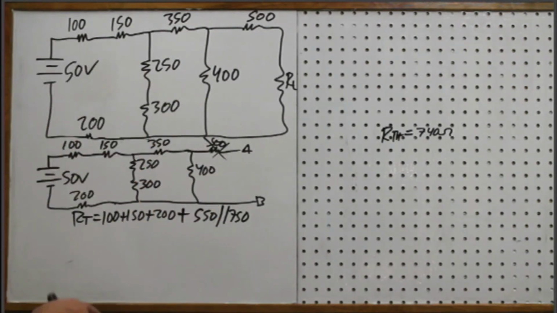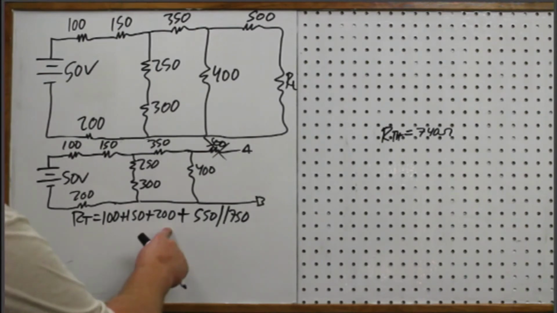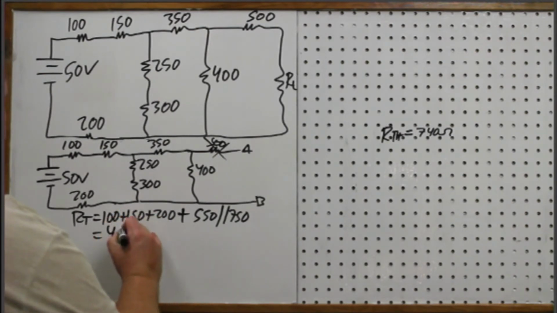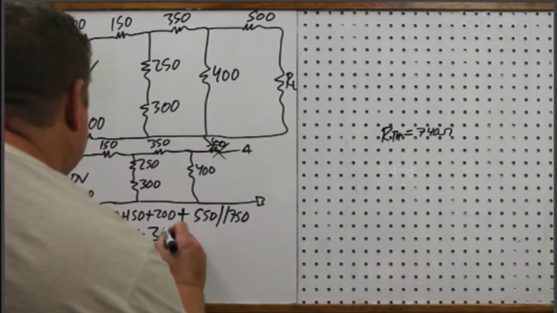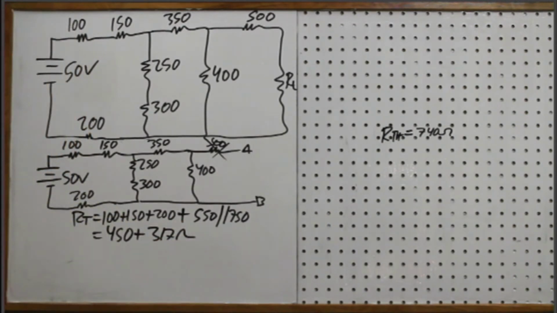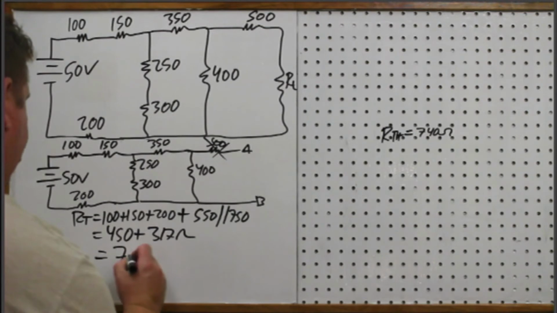So let's see what that is. This is going to give me 450 plus this 1 divided by 550 plus 1 divided by 750. Take the whole thing to the -1, and I get, oh, that's 50/50. That's not right. This is 550. And now I get 317 ohms. Okay, so my resistance total is going to be 767.